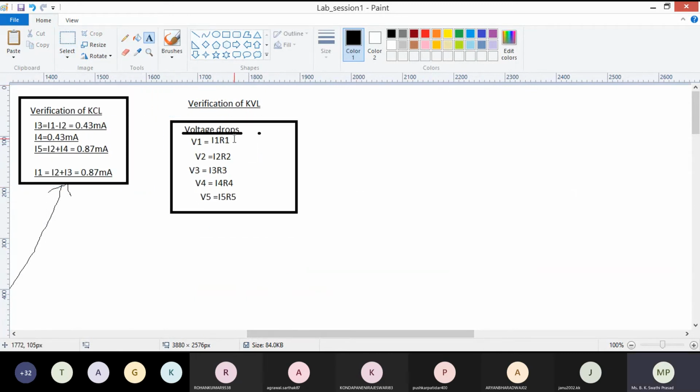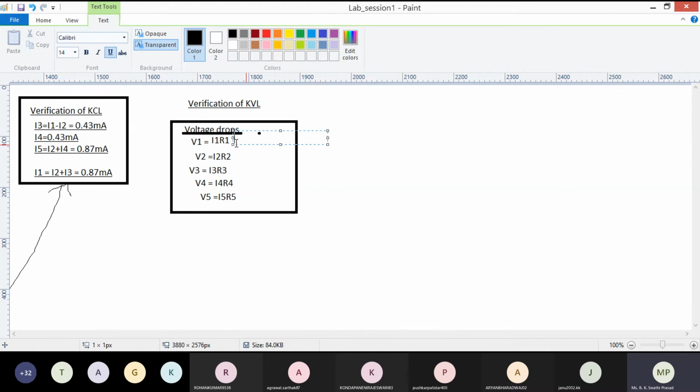Now, anyone tell me what is V1? V1 is I1 into R1. How much do you get? I1 into R1? 0.887 milliampere into R1. How much do you get? 5.91. Huh? 5.91 millivolts.